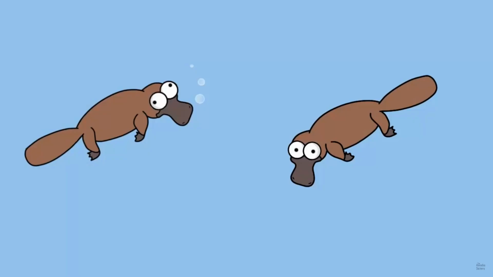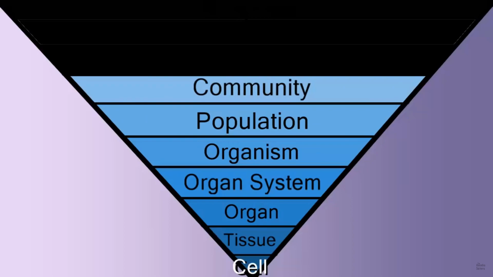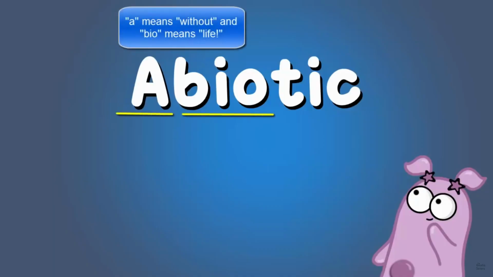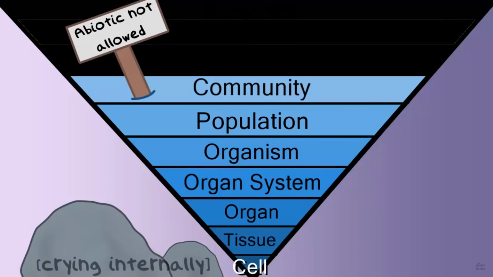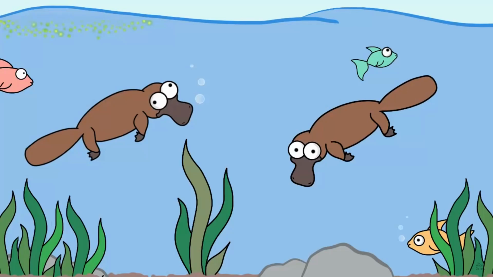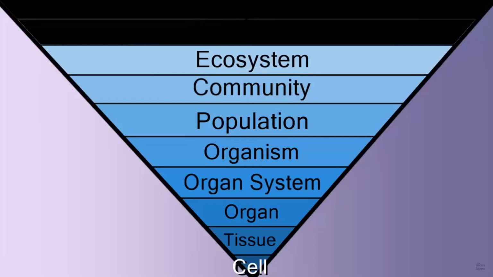But include other populations such as fish, algae, and plants along with the platypi, and now you have a community. A community includes many populations, but it does not include abiotic factors. Abiotic factors are factors that are non-living, like rocks. Abiotic factors are not considered in the community level, just biotic factors. Biotic factors, on the other hand, are living. When abiotic factors are considered, such as the rocks, the temperature of this environment, the water, and the biotic factors, such as all the organisms we mentioned before, we now have an ecosystem.